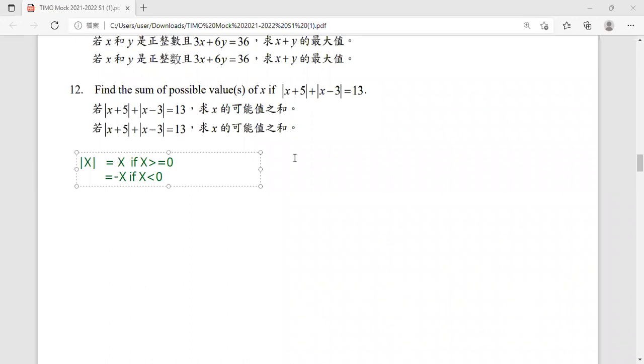So now, how can you solve these kinds of questions with absolute value? The basic method is to divide into cases. The absolute value must be non-negative.